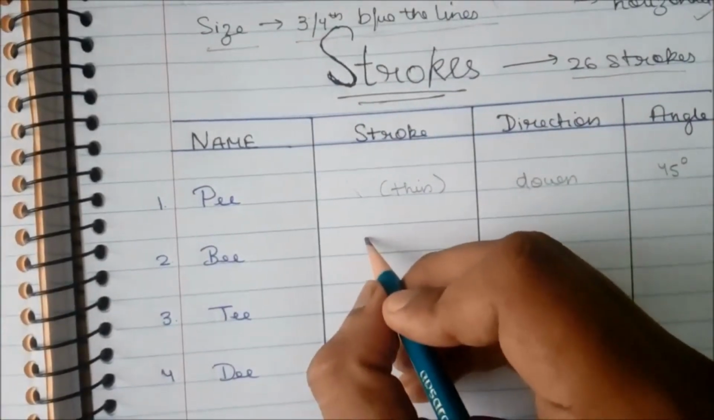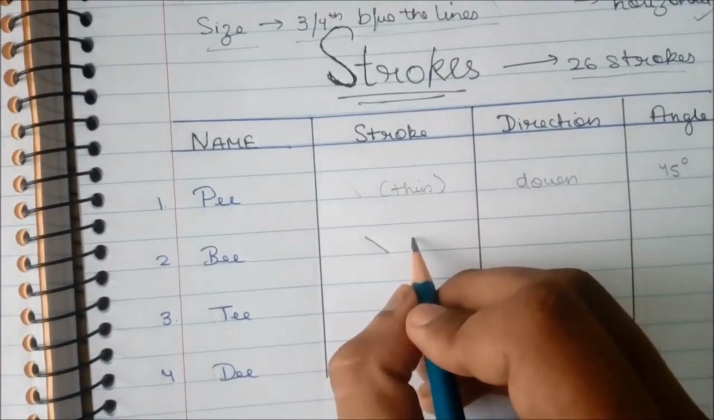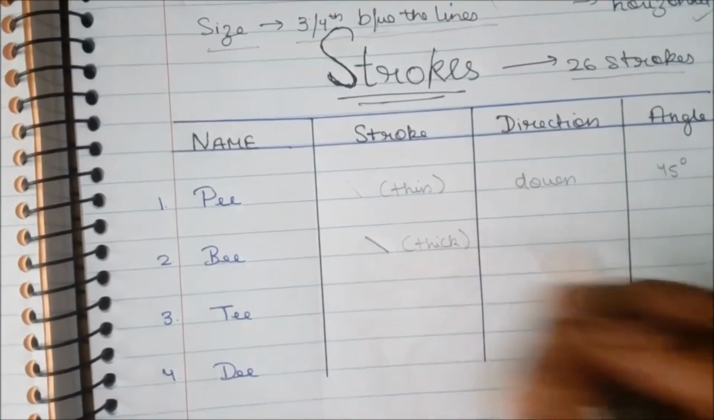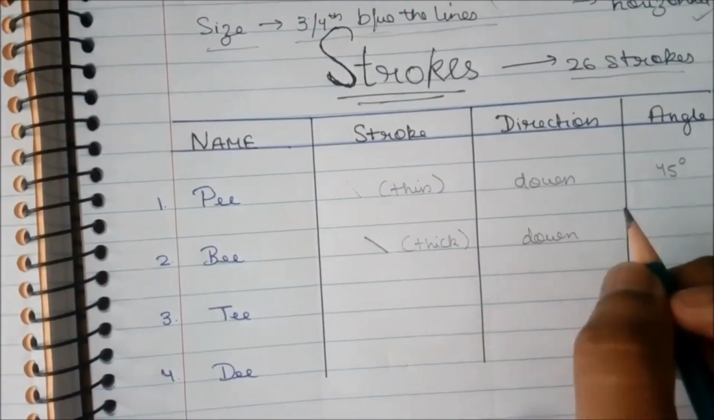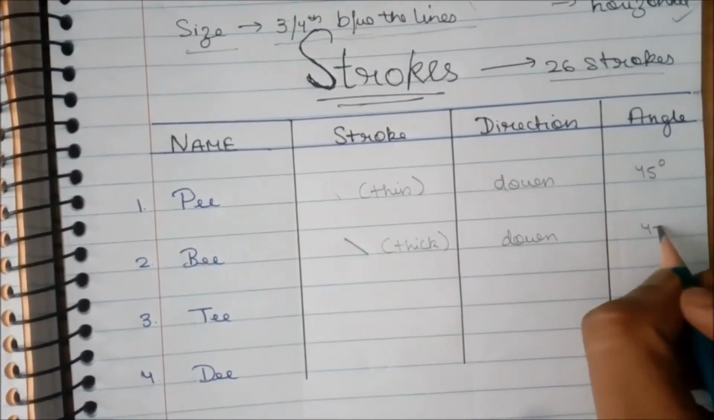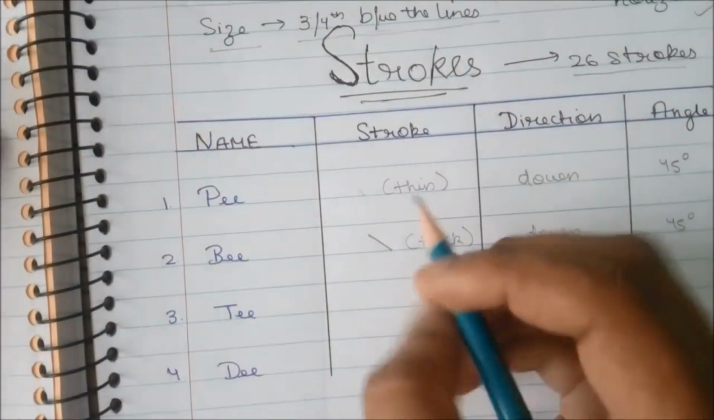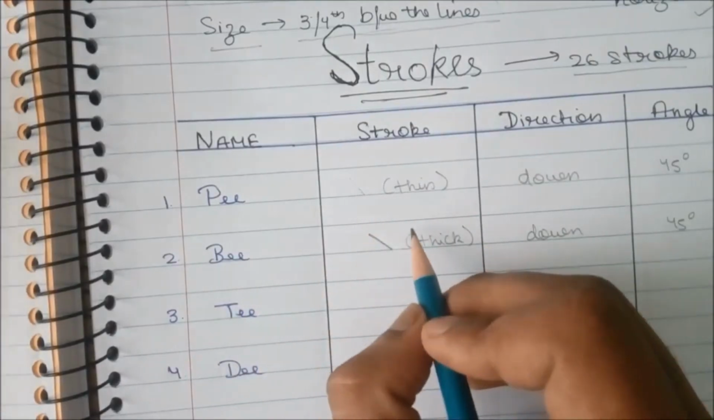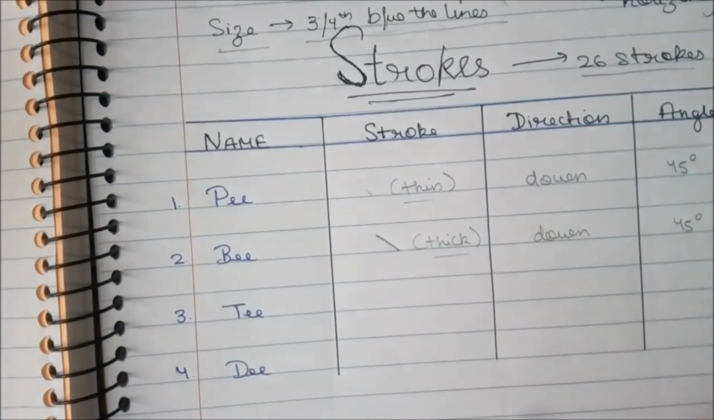Now the next stroke is B. It is a thick stroke. Its direction is downwards and it makes an angle of 45 degrees with the vertical. So as you can see here, both the strokes are similar, but we can differentiate between them as thin stroke and thick strokes.